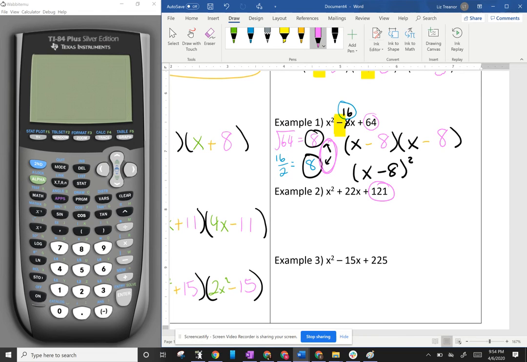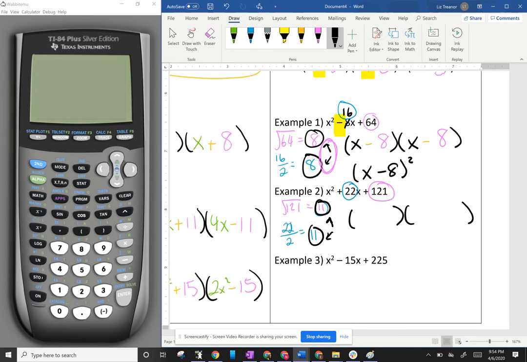C is a perfect square, and the square root of 121 is 11. We take our middle term, which is 22. Half of 22, so 22 divided by 2, is also 11. So boom, these two terms match. So this is a perfect square trinomial.